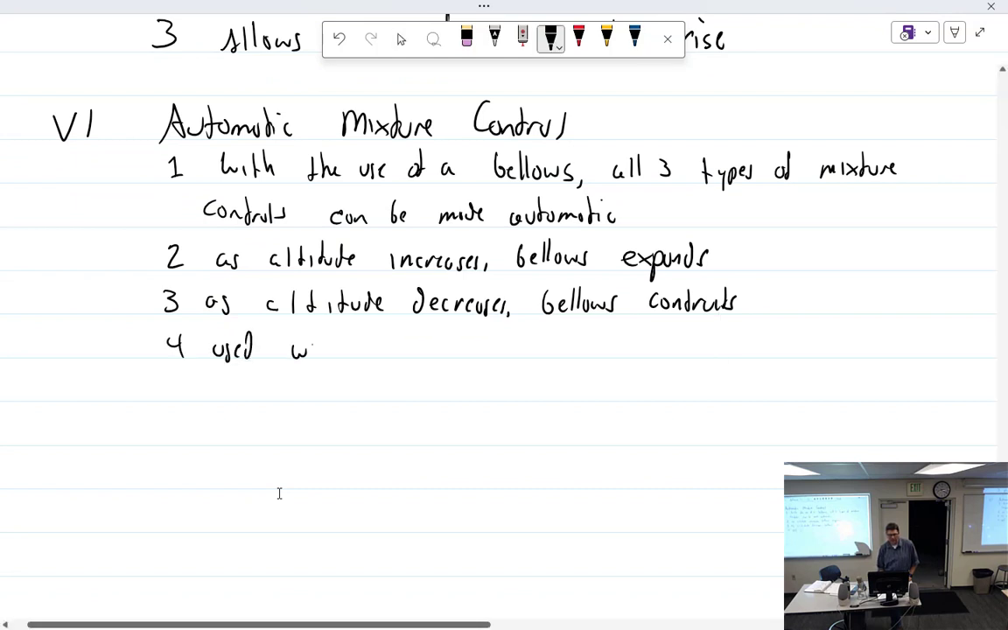Are the bellows made of an elastomeric material, if that means anything to you? They're metallic. Like I said, it's almost like a copperish. I'll bring one over. Used with manual mixture control.